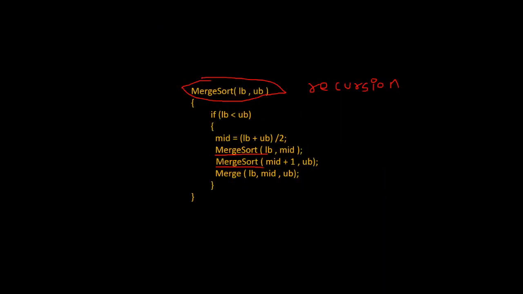That's why the algorithm says that you call merge sort for the left part and you call merge sort for the right part. For merge sort of the left part, the lower bound is 0 and in your case the upper bound is 7. And when you calculate the mid, 0 plus 7 divided by 2 is 3.